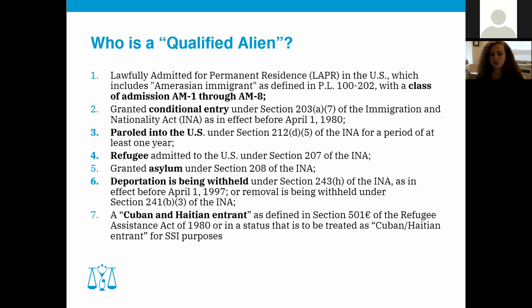A person whose deportation is being withheld, usually for reasons like being unable to return to the country because of war or a natural disaster situation, or a Cuban and Haitian entrant. The definitions for all of these are in very specific sections of law. So if you have a client with that question, it's very important to look it up and make sure that they fall under one of those categories.